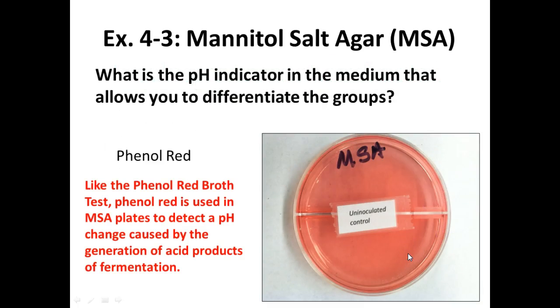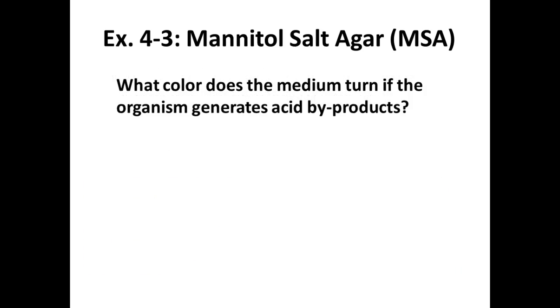Our pH indicator. And we've dealt with this one before, right? This is in our phenol red tubes. So we already know the color changes that could happen, right? So like the phenol broth test, phenol red is the pH indicator in this media. Don't have to learn a new set of colors. These are adjusted to a little bit different pH, which is why they're kind of pinkish. And that over time they get kind of pink as opposed to the orange tubes we kind of started with the phenol red. So what color indicates acid byproducts?